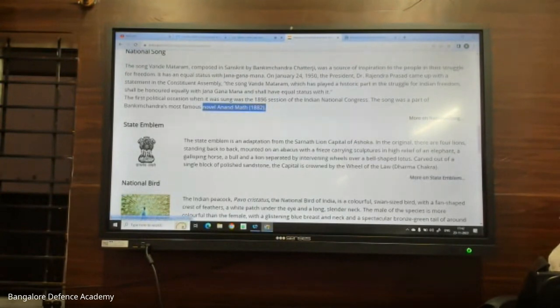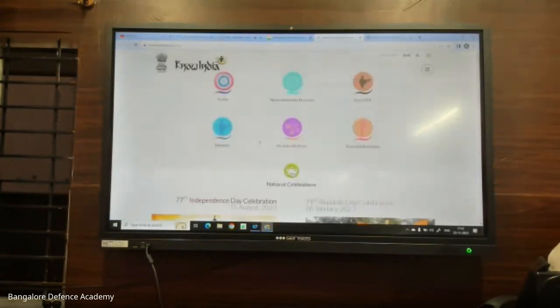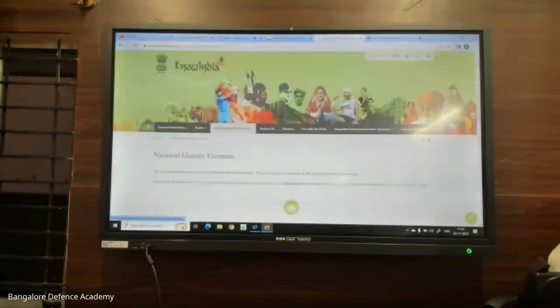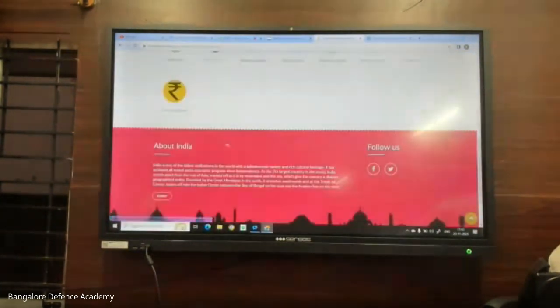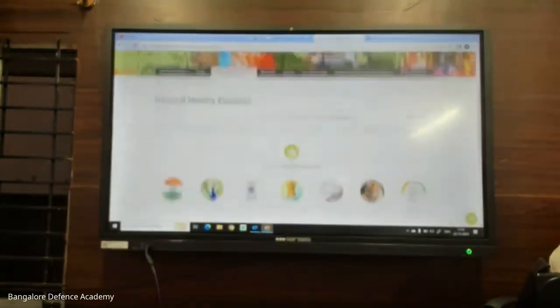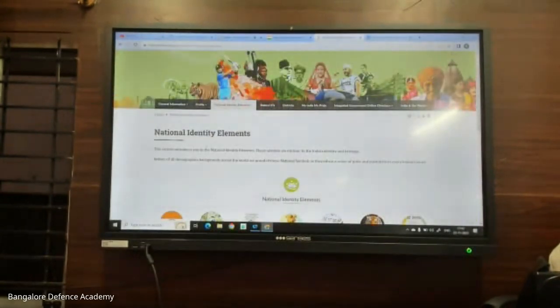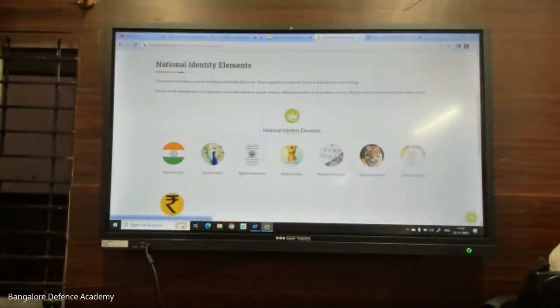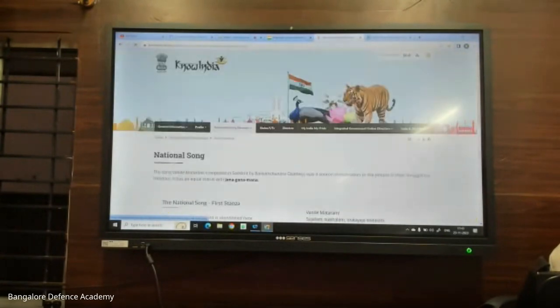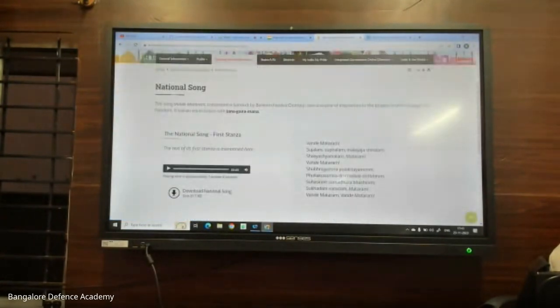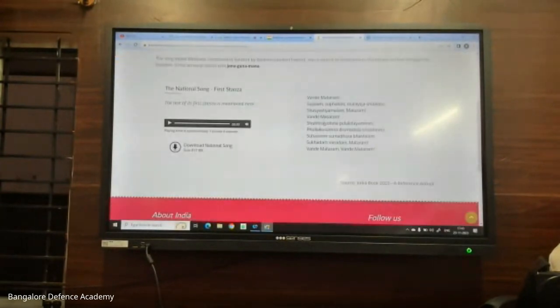Something beyond the textbooks, okay, something beyond these things. Vande Mataram, you know this song? कितने लोगों को मालूम है वंदे मातरम? बोलो, can anyone sing a few lines? National flag, national anthem, national song. Okay, देखो, this is the lyrics.